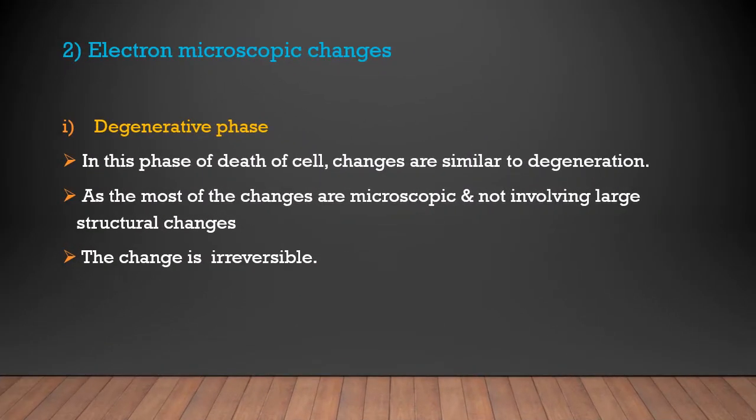Another change is the electron microscopic change. Under the electron microscope, the exact nature of cell death is studied, and it is divided into 4 stages. The first is the degenerative phase, the second is death agony, the third is death of the cell, and the fourth is the after-death phase. The first one is the degenerative phase.